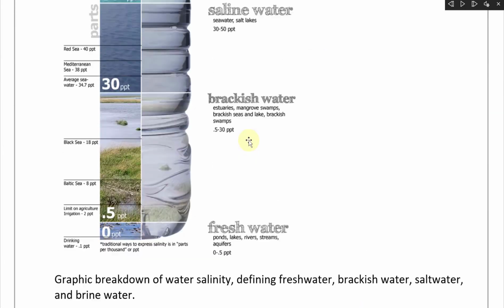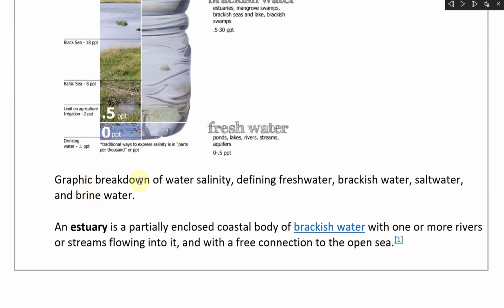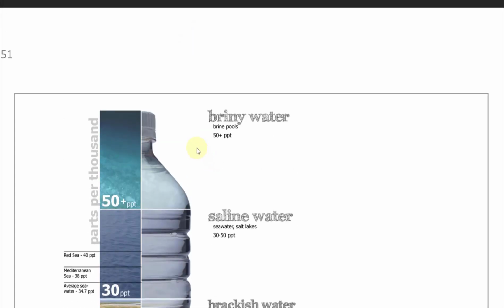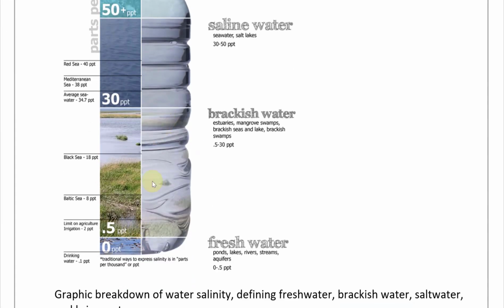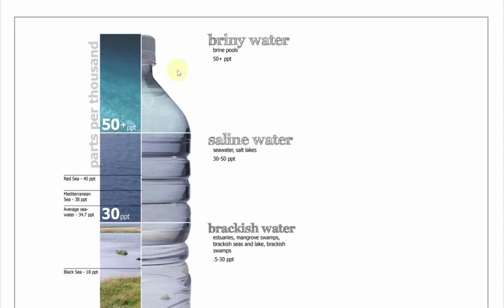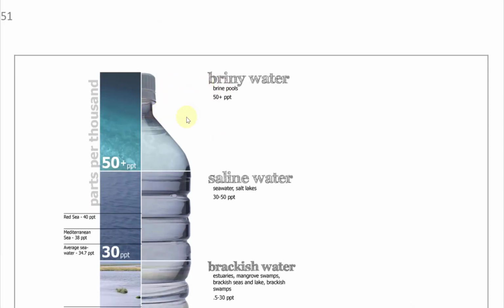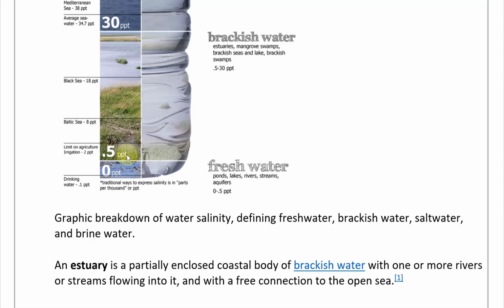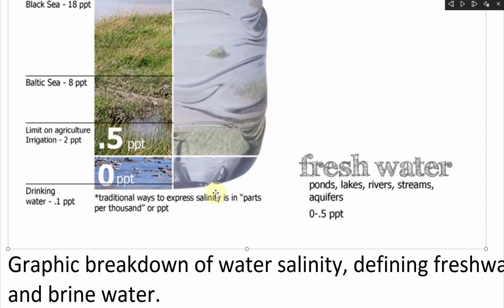And here, this is a graphical breakdown of water salinity. This figure defines freshwater, brackish water, salt water, and brine water, based on how much salt is in them. It looks like a water bottle, and the top one has the most salt, and the lowest is over here. So we have here freshwater: ponds, lakes, rivers, streams, and aquifers. Let's zoom in more.